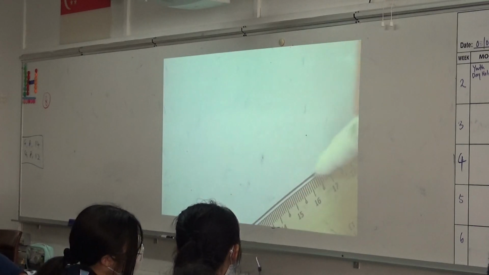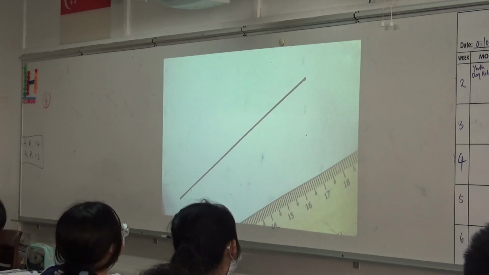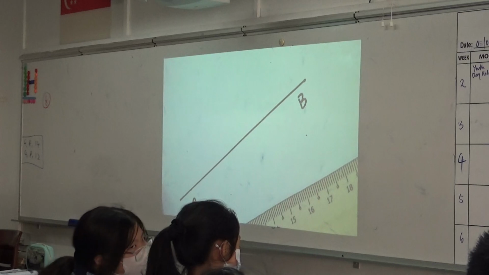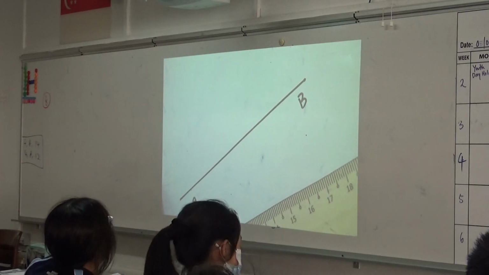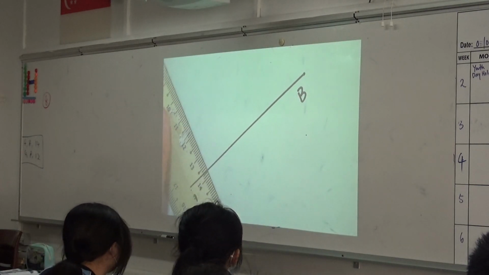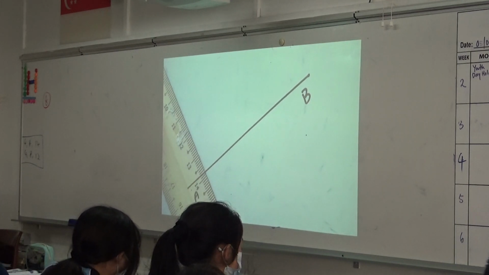Now if I have a line that is here, can you see this line? Let's say I call this line AB. I want to draw a line that is parallel to AB. How do I draw it? That's important. You don't measure. Can you see I put my ruler this way? Later on you will practice in question 12. You don't have to worry.